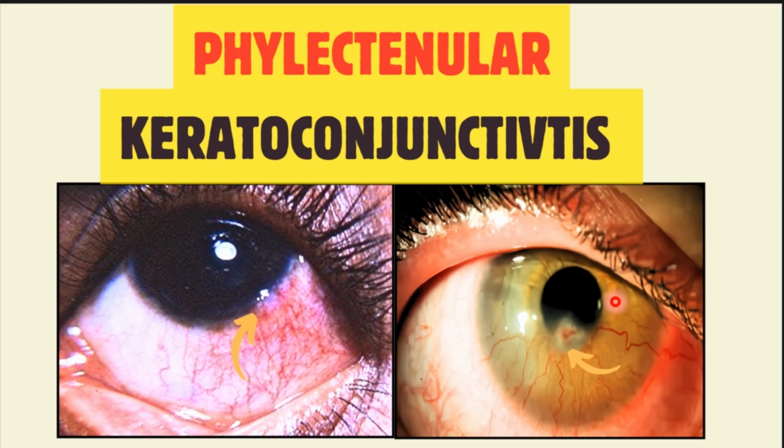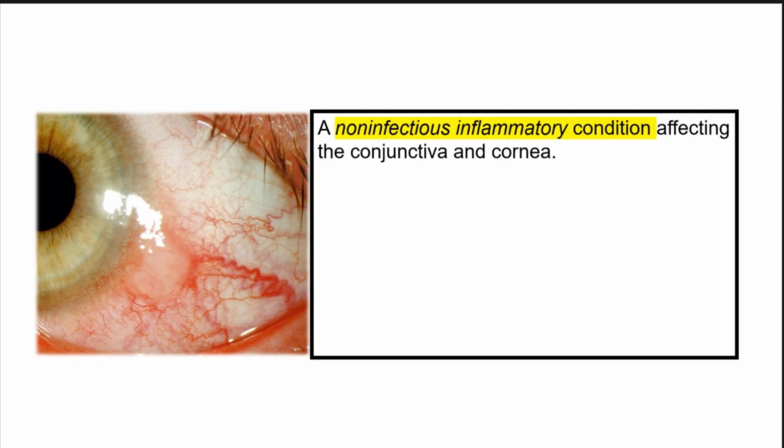Today we are discussing Phlyctenular Keratoconjunctivitis. So first of all, what exactly is this? Phlyctenular Keratoconjunctivitis is a non-infectious, nodular inflammatory condition which affects both the conjunctiva and the cornea. Let's discuss the origin of the term.